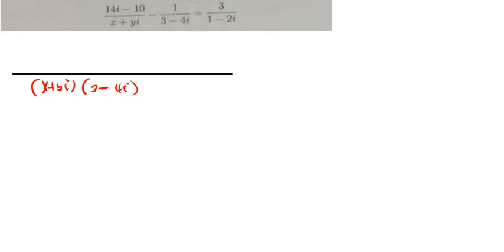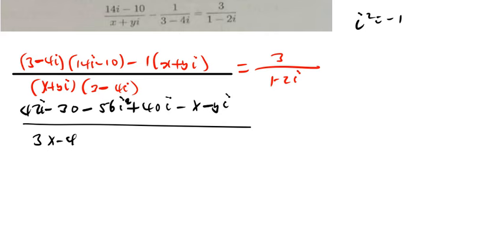Even the denominator is very important for us first to deal with it. x times 3 is 3x. x times that, 4xi. y is going to give me plus 3yi minus 4yi to be equal to 3 over 1 minus 2i. Remember, where there's i squared, we'll replace this one with the negative, so it's going to be plus.